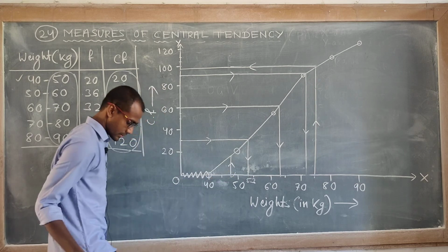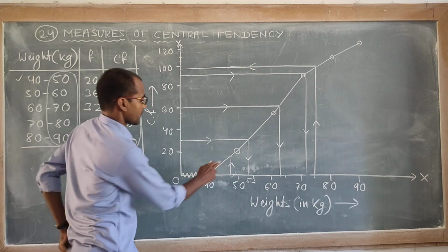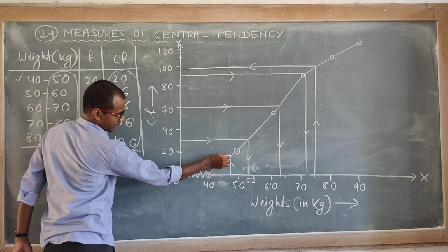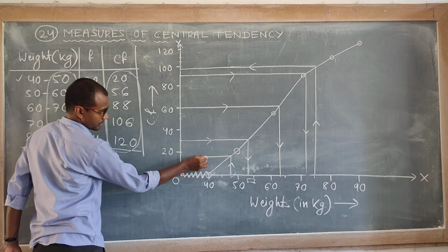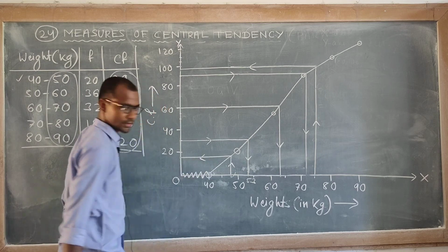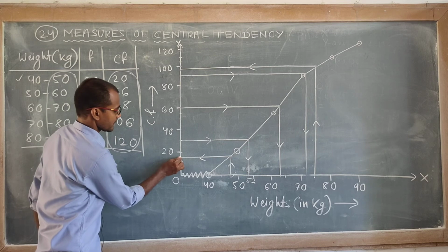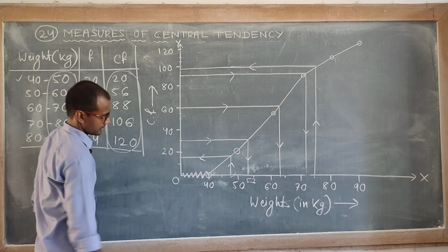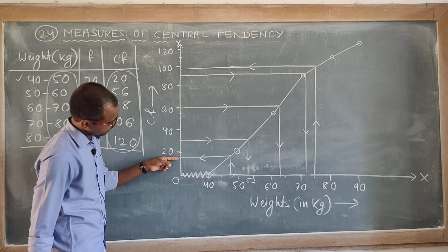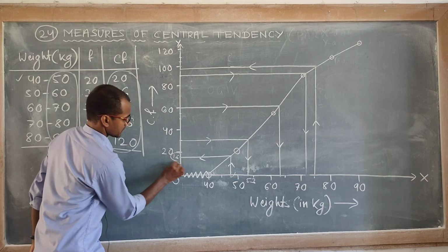Now from this point, draw a horizontal line parallel to the x-axis. Leftwards, start from x-axis, move to y-axis. Now what is the value? Suppose this is 0, 10, 20, this is 10, this is 15, I think 16. I think this is 16.